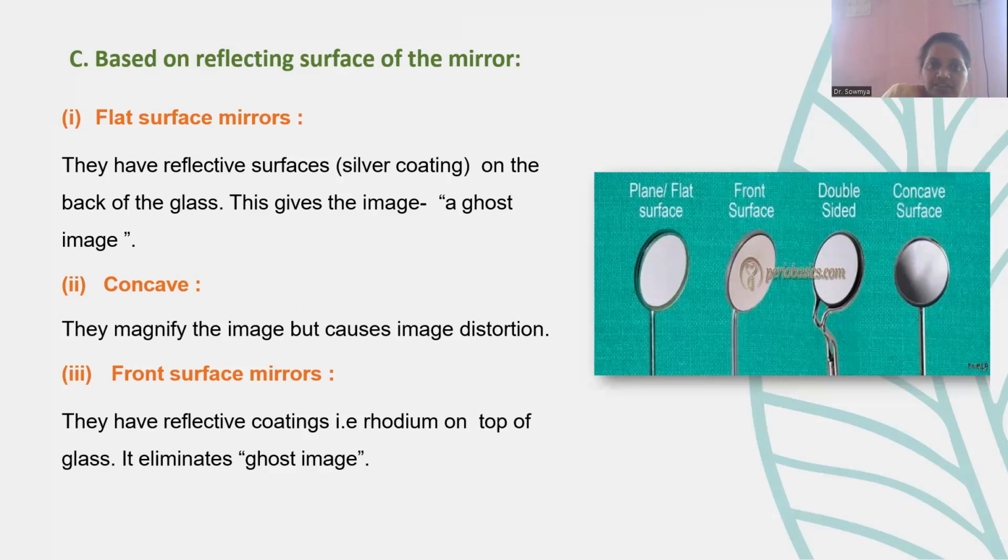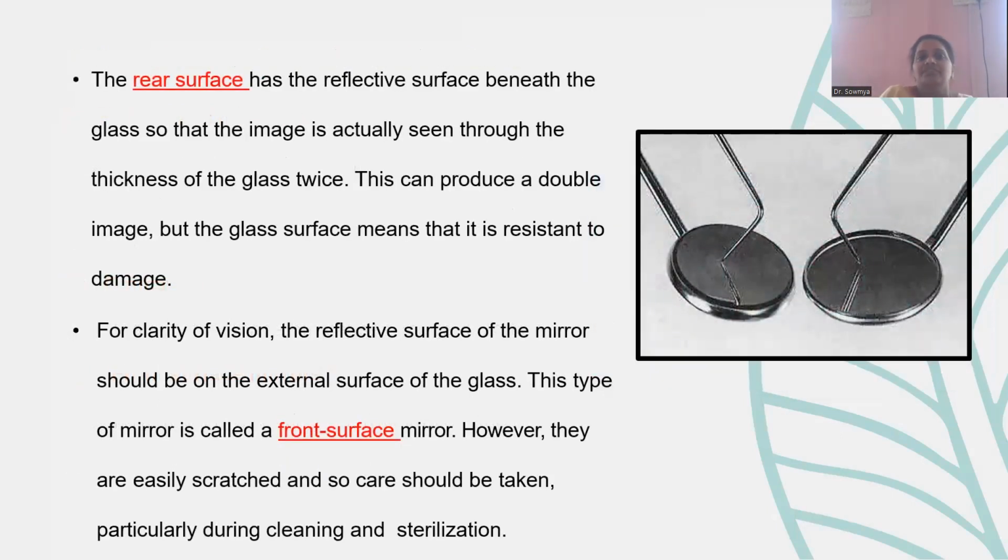Rear surface mirrors have a reflective surface beneath the glass so that the image is actually seen through the thickness of the glass twice. It can produce a double image, but the glass surface means that it is resistant to damage. For clarity of vision, the reflective surface of the mirror should be on the external surface of the glass. This type of mirror is called front surface mirror. However, they are easily scratched and so care should be taken, particularly during the cleaning and the sterilization. They can be scratched over the mirror surface.